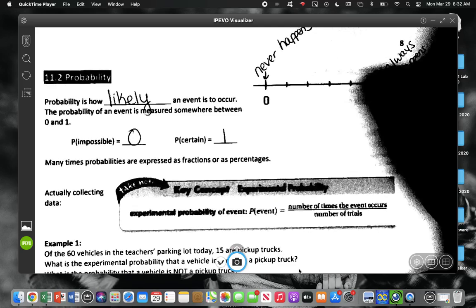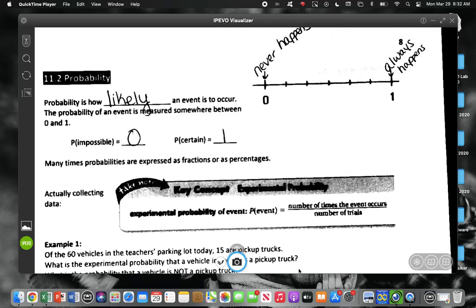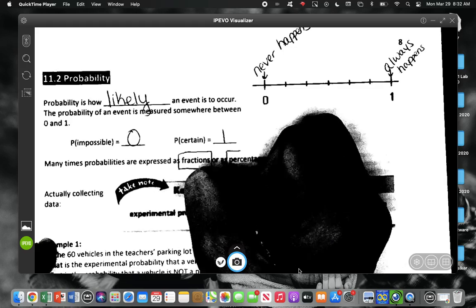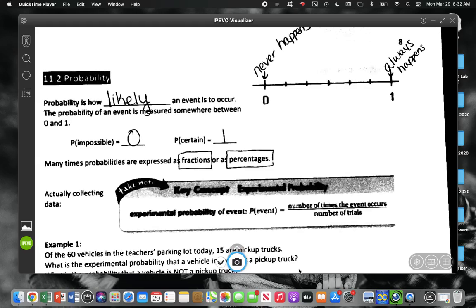And honestly, do you think that there's very many things that we can say will always happen or never happen? No. Not very often. Most of the time we are going to have something between 0 and 1, and you are probably going to see probabilities expressed as a fraction or as a percent.